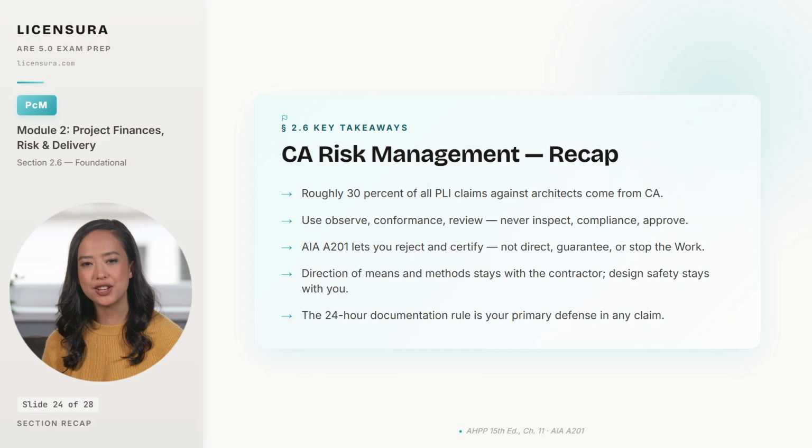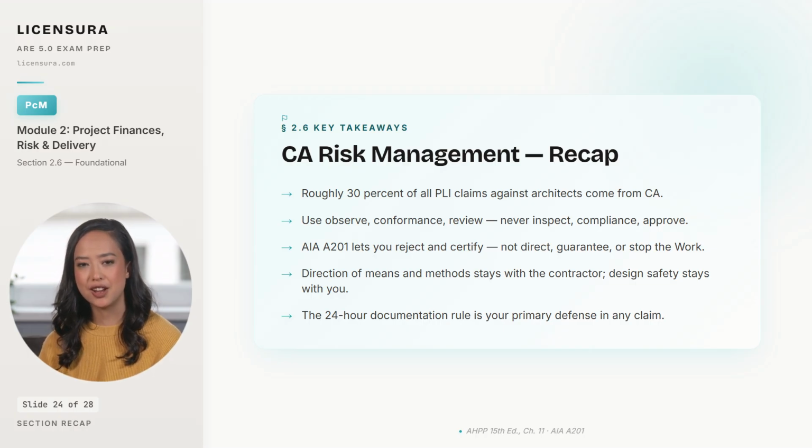Use observe rather than inspect. General conformance rather than compliance. Review rather than approve. And never warrant or certify what you cannot honestly stand behind. Third, AIA A201 draws clear lines.